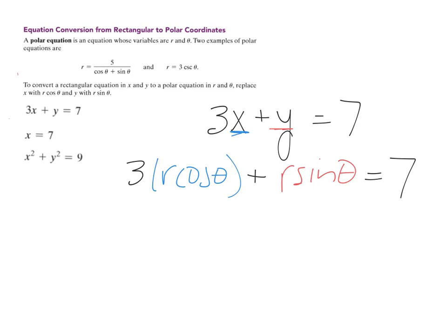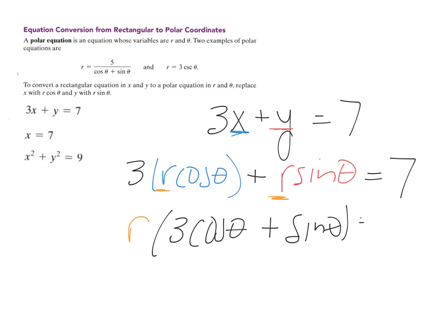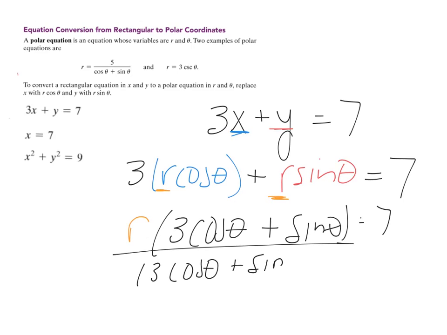Notice how both of them have an r, so we have to think back to Algebra 1. I know it's tough. Most of you only have 10 more days. You can make it, and you can say, hey, I can factor out an r. Yay. And then we've got 3 cosine theta for our first term plus sine theta equals 7. Divide everything by that 3 cosine theta plus sine theta.